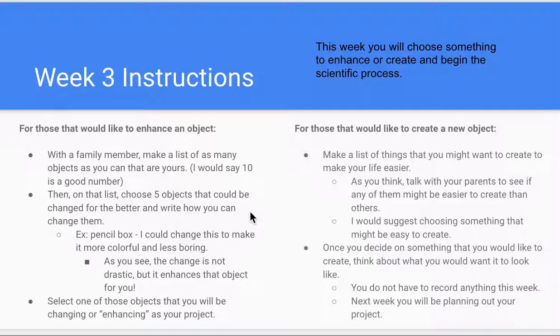The reason I'm saying choose 10 is because some of the things that you think could be enhanced might be shared property, or it might be something that you really don't want to change. So it's good to have options. An example that I have is a pencil box. You could change this to make it more colorful or less boring, or you could do something to it to make it even better. And that's really what the enhancement is. It's something that's yours, and it's something that's pretty easy to change. And if something goes wrong with it, you can always go purchase another one or create another one because they're pretty cheap. That's why I would suggest something like that.